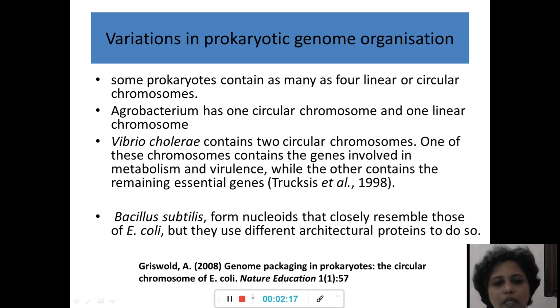Then in the case of Bacillus subtilis, you can find that it is similar to E. coli. It has a single circular chromosome, and it occurs in the form of a nucleoid as in E. coli, but it uses a different architectural protein to form it. This is a reading which I got from Nature Education and I've quoted it for your reference. If you want to read more, you can go through that.